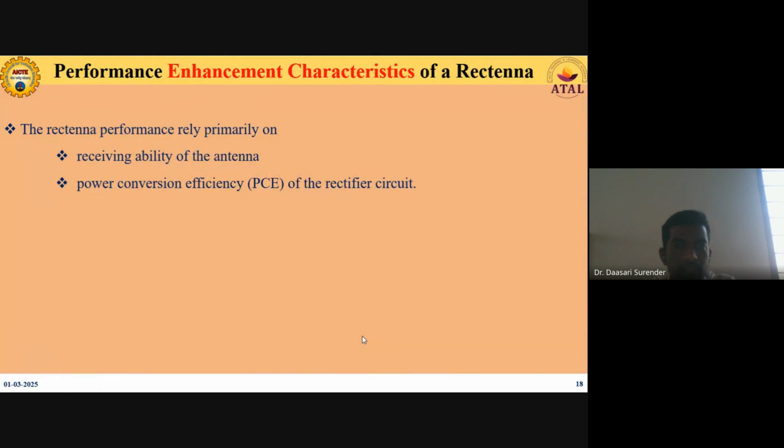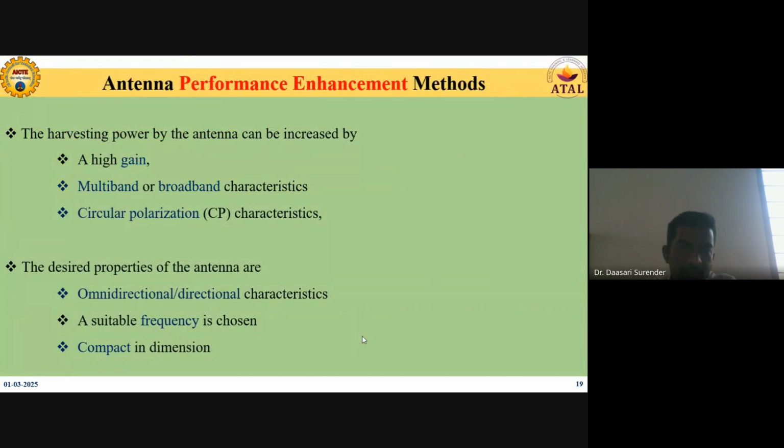And here are the performance enhancement characteristics of a rectenna. The rectenna performance mainly depends on the receiving ability of the antenna and the power conversion efficiency of the rectifier circuit. So first we will go to antenna performance enhancement methods. To get more power, the antenna is the front end device, so we must focus on the antenna to collect more energy from the ambient environment.